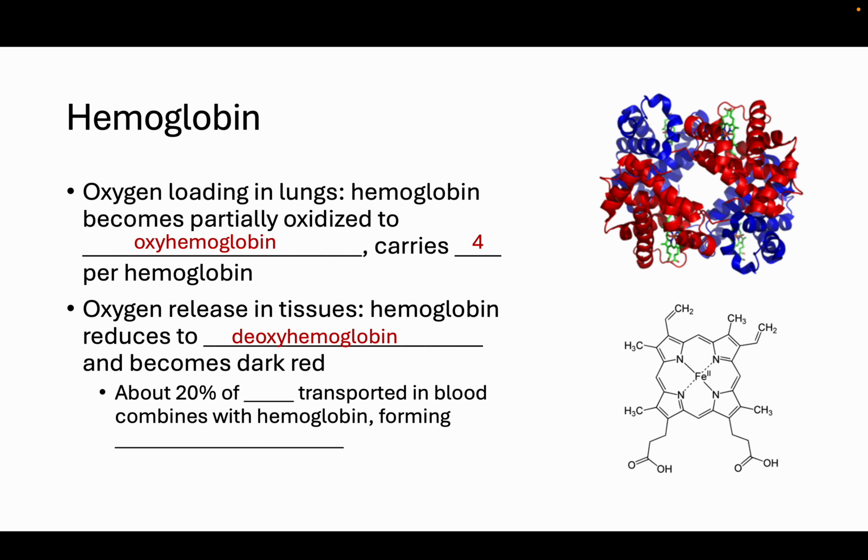While hemoglobin is important for carrying oxygen, it also has a function of carrying carbon dioxide back to the lungs for expelling it. When it binds to carbon dioxide, it forms carbaminohemoglobin. So this is a way that you get rid of about 20% of the carbon dioxide in your blood.